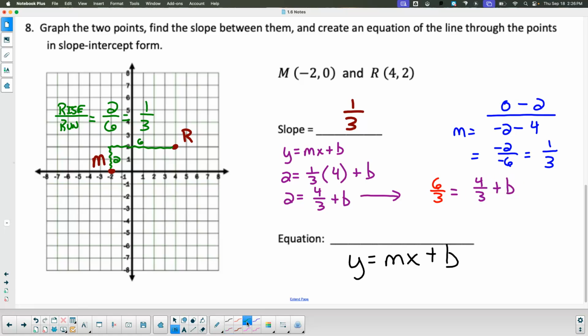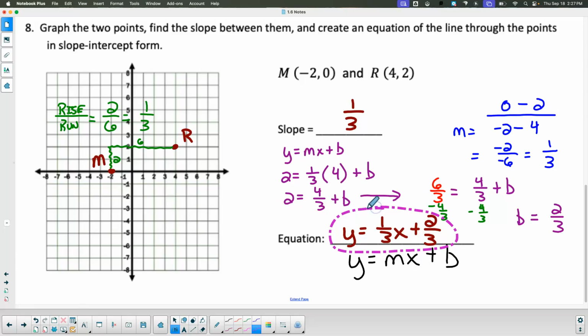And now when I subtract off 4/3, I can actually do that. And I get that b is 2/3. So the equation of my line is y equals 1/3 x plus 2/3. Okay?